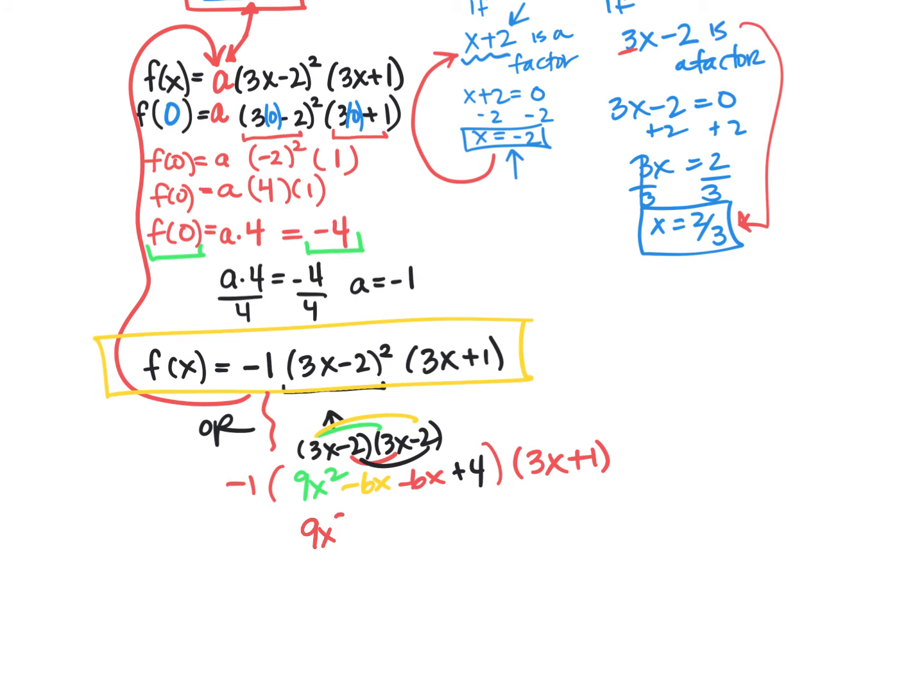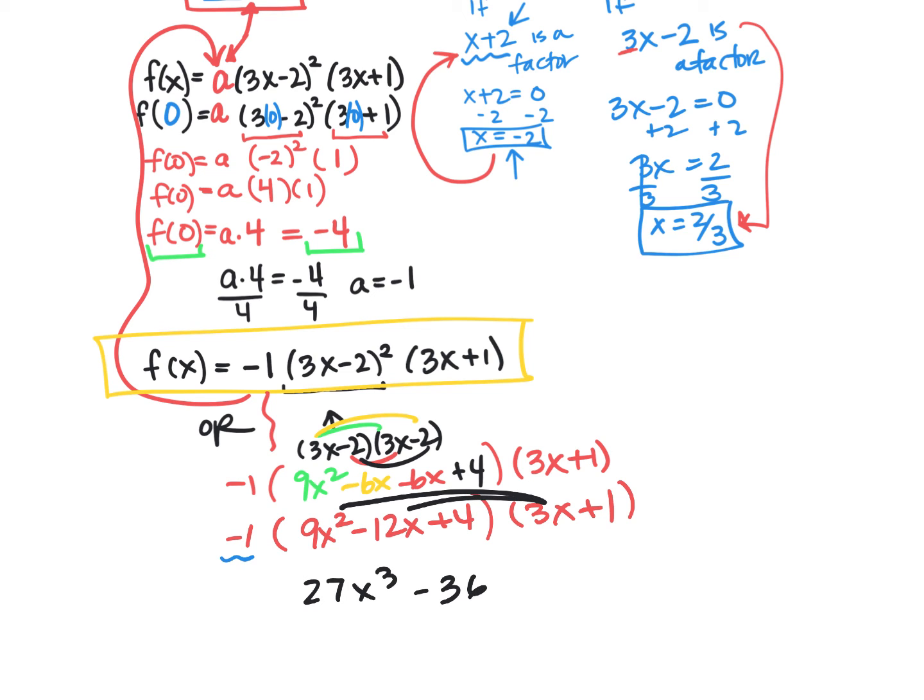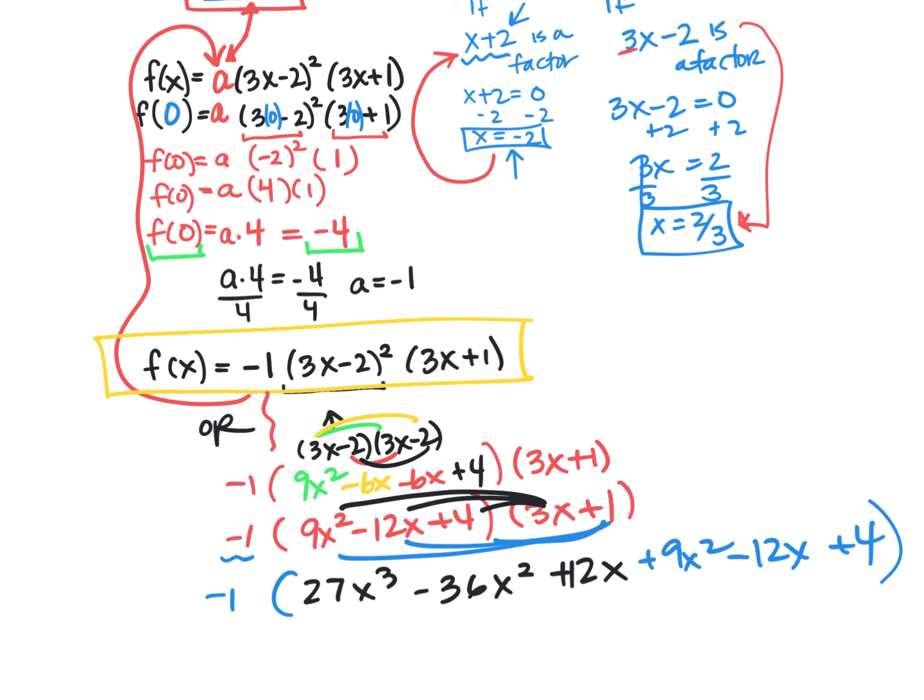So if I combine like terms, I'm looking at 9x squared minus 12x plus 4, multiplied by -1. I'm going to change all those signs. Well, actually, I'm going to save this one for last. So now I'm going to multiply that 3x plus 1 to everything. So I'll take 3x times 9x, that's 27x to the third. 3x times negative 12, that's negative 36x squared. And 3x times 4, 12x. And then going the other way, 1 times everything, so we'll get a 9x squared, negative 12x, plus 4. All of this times negative 1.